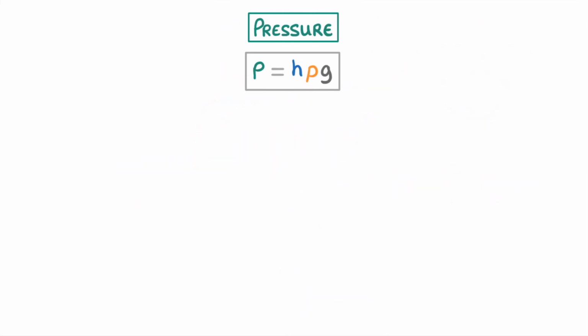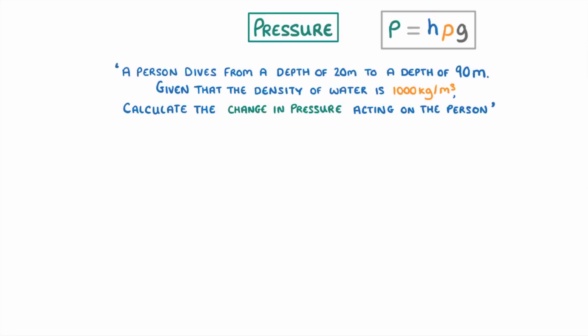To see how this works, let's try a question. A person dives from a depth of 20 meters to a depth of 90 meters. Given that the density of water is 1,000 kilos per meter cubed, calculate the change in pressure acting on the person. So this is really two questions in one. We're first going to have to calculate the pressure at the two depths, and then find the difference between the two of them.